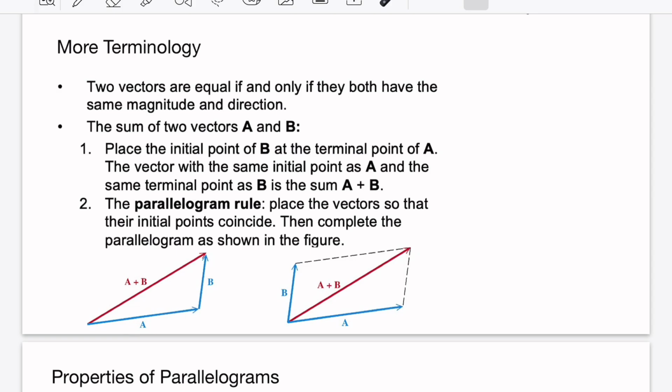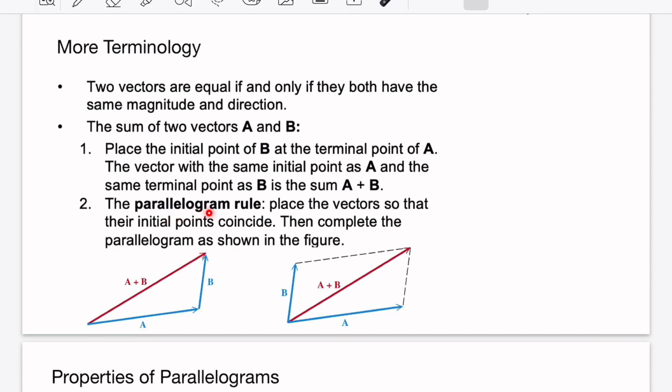All right, so this brings us to some more terminology on vectors. So first, two vectors are going to be equal if and only if they both have the same magnitude and direction. Also, if we want to find the sum of two vectors, let's call A and B, we can do either one of these things here. The first being that we'll place the initial point of B at the terminal point of A. So these two vectors coinciding right here. Then the vector with the same initial point as A, so right around here, and the same terminal point as B is going to be the sum of these vectors, A plus B here.